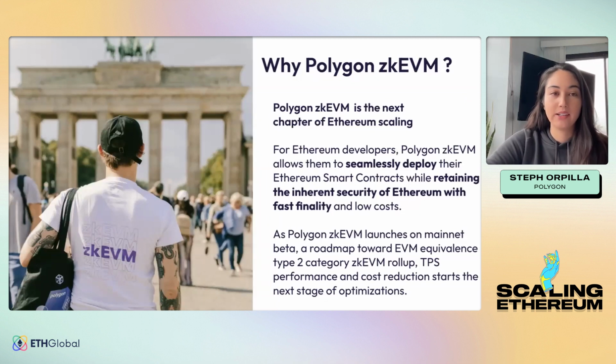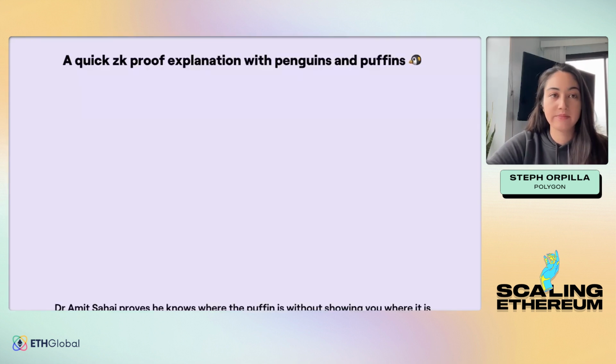So as a developer, I love that when I'm deploying on Polygon zkEVM, it's pretty seamless. I can use all of the tools that I'm used to, Hardhat, or just anything that I've used in the past for Ethereum or Polygon POS. It's also super fast, and we've improved security because it's an L2 built right on top of Ethereum. And we'll be launching on mainnet beta really soon. And we've got a roadmap towards EVM equivalence with a type 2 category of zkEVM rollup. And it's super fast, it's low cost, tons of great things about that.